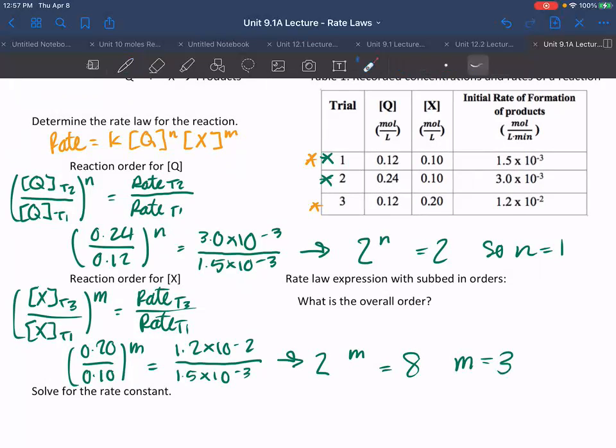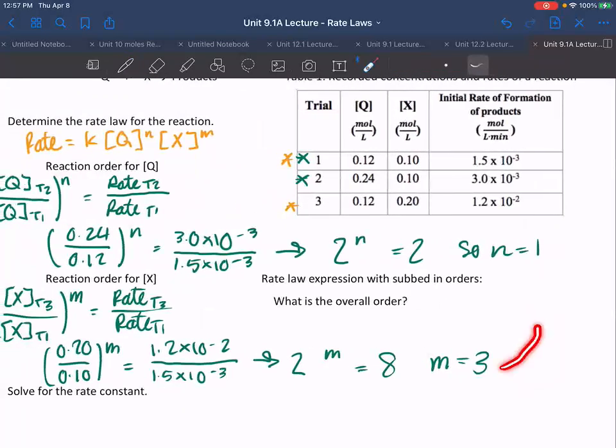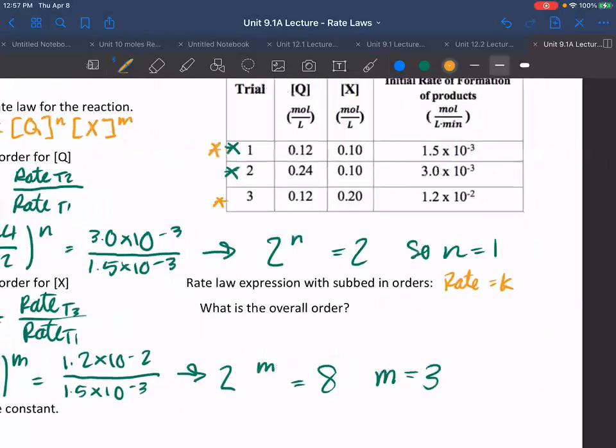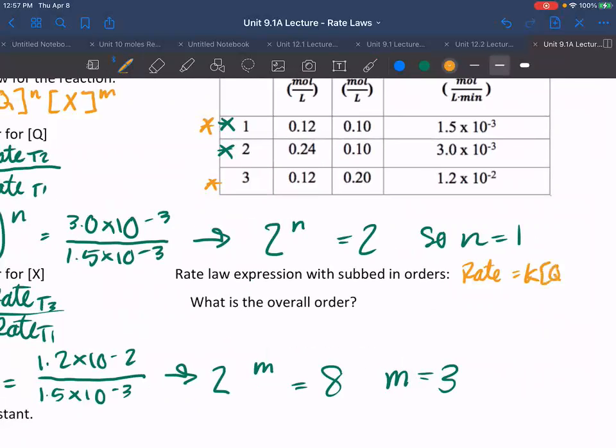So I'm going to hop up this way, and it's asking us to write the rate law expression with the subbed orders and then the overall order. So our new rate law will be rate is equal to k times Q to the 1st power times X to the 3rd. And what's the overall order? 4. It's a 4th order equation.